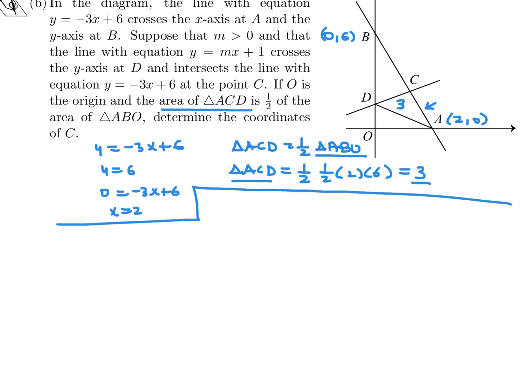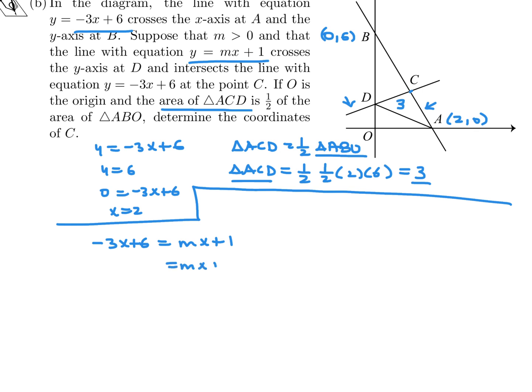Okay, the next thing I'm going to need is to work with this line, y equals mx plus 1. Which line is that? That's this one, the one that goes through D and C, correct? So that line and the line y equals minus 3x plus 6 intersect at C, correct? So if I set them equal to each other, that will help me figure out that coordinate. So mx plus 1 is equal to minus 3x plus 6.